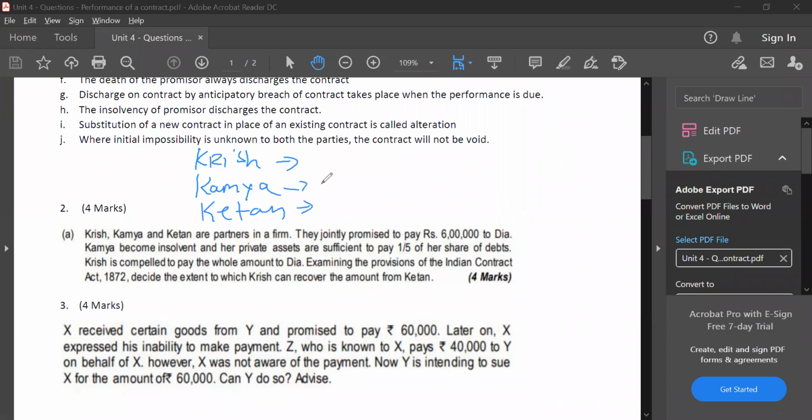Now, actually they should all pay 2 lakhs, 2 lakhs and 2 lakhs. But what is happening here? Kamya has become insolvent, only 1/5. So she can only pay 1/5. Krish is compelled to pay the whole amount to Diya. Let's go with the question, guys. Kamya has become insolvent and her private assets are sufficient to pay 1/5 of her share of debts. Krish is compelled to pay the whole amount to Diya. So first, Krish has paid full 6 lakhs to Diya. Examine the provisions of Indian Contract Act and decide to the extent to which Krish can recover from Ketan.